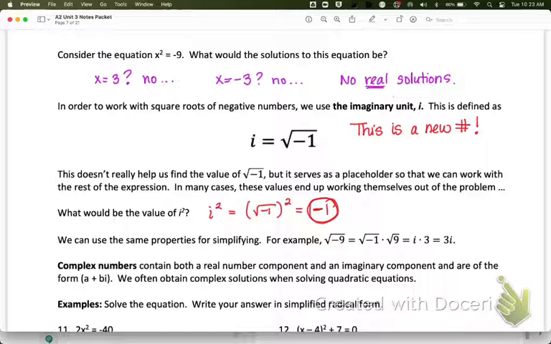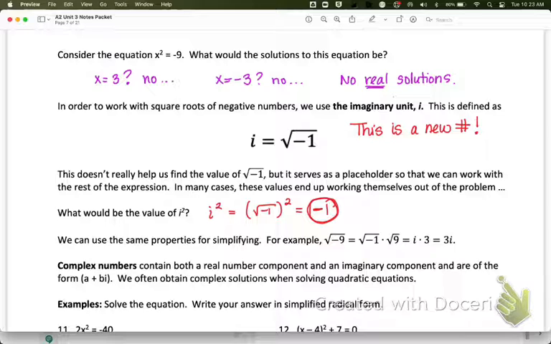So this is where they're kind of powerful. That i helps us kind of hold the imaginary part out to the side while we do some other stuff. And then we hope that eventually we can get back to the real numbers. So we can use the same properties of square roots to simplify.